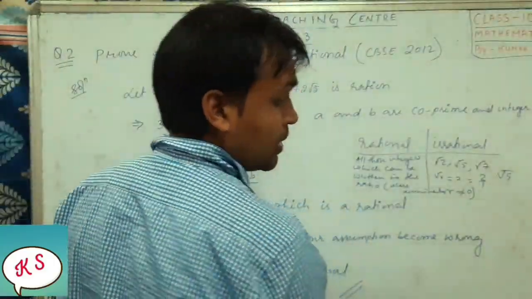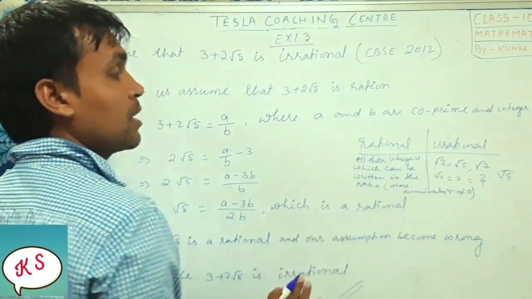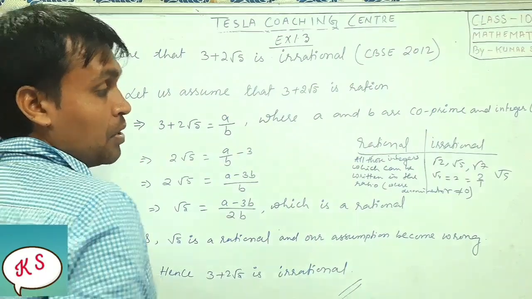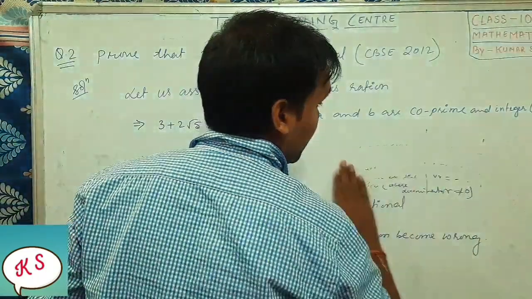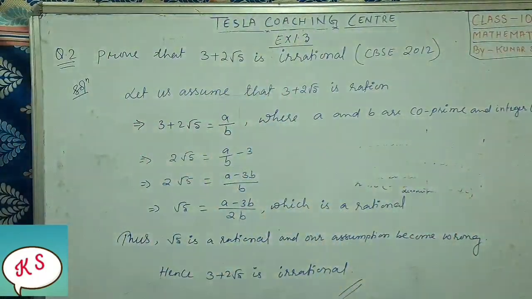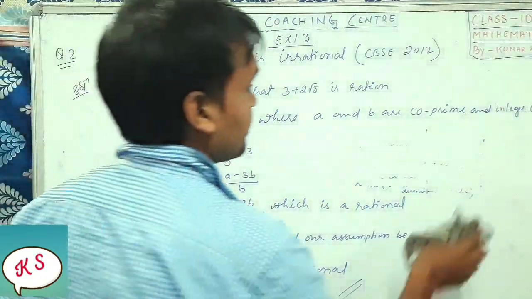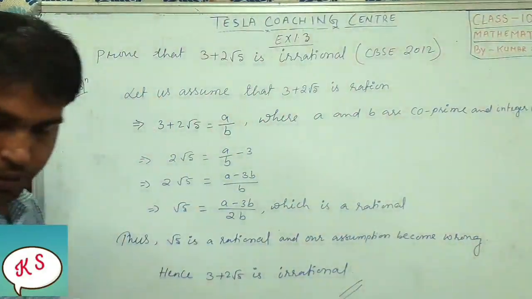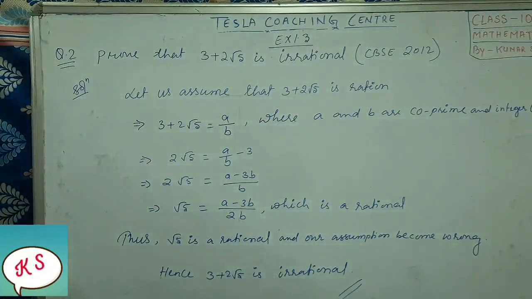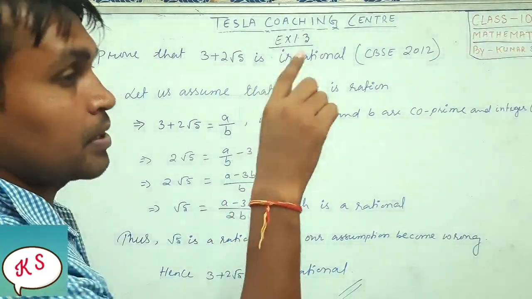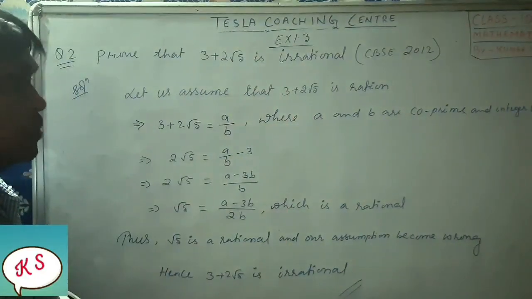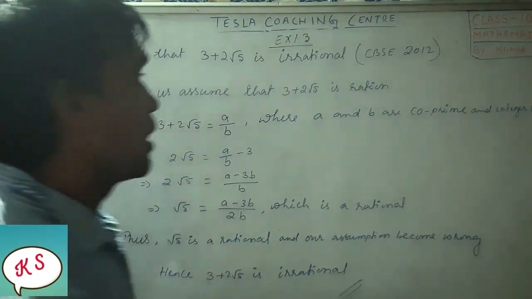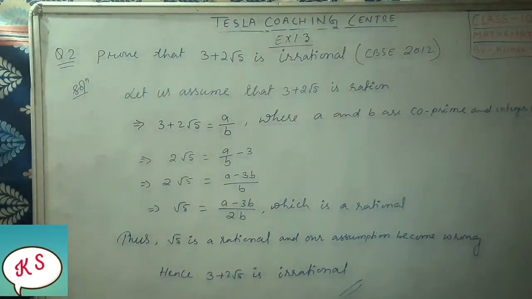Root 9 will also not be an irrational number. Got it or not? Irrational numbers are those which cannot be written in the form of ratios, and rational numbers are those which can be written in the form of ratios. So I hope you got the difference between rational and irrational numbers. Rational numbers can be written in the form p by q, and irrational numbers cannot be written in the form p by q. Got it? So let's start now.